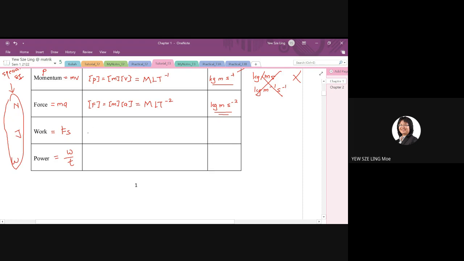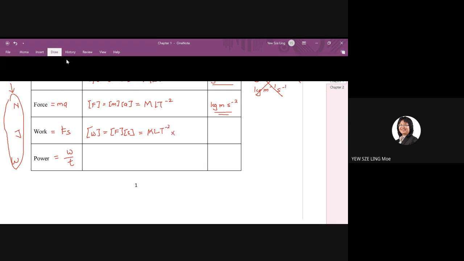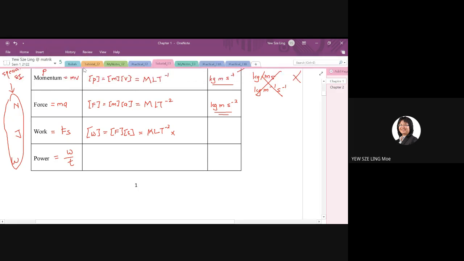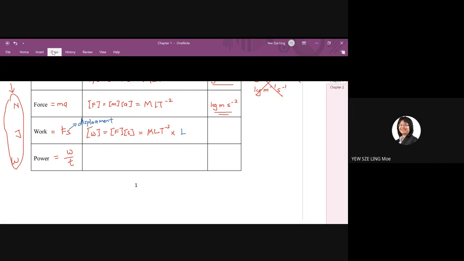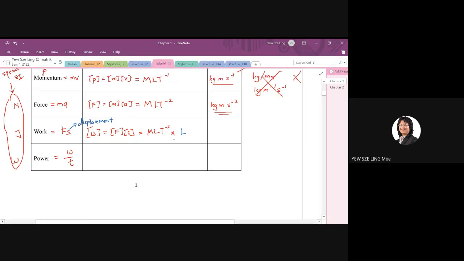Work is W, so W equals F s. Force, according to the previous questions, is mLT negative 2, times s, which is displacement. Displacement is a form of length, so times L. Therefore, the answer is mL square T negative 2. So the unit is kg m square s negative 2.